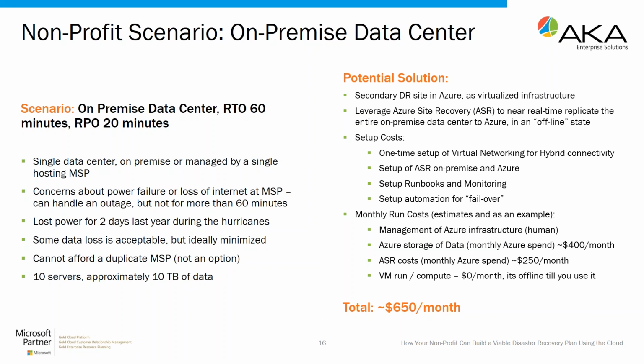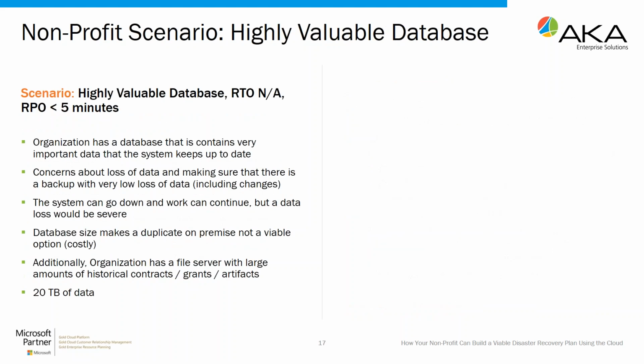So if they happen to experience another power outage, or worse yet, a hurricane comes and knocks them offline for a couple of days, all they have to do is fail over to their Azure instance, bring all that hardware online, and then run their systems, run their data centers in the cloud, not really missing a beat and keeping everything up and running. So $650 for a secondary data center sounds like a pretty good solution.